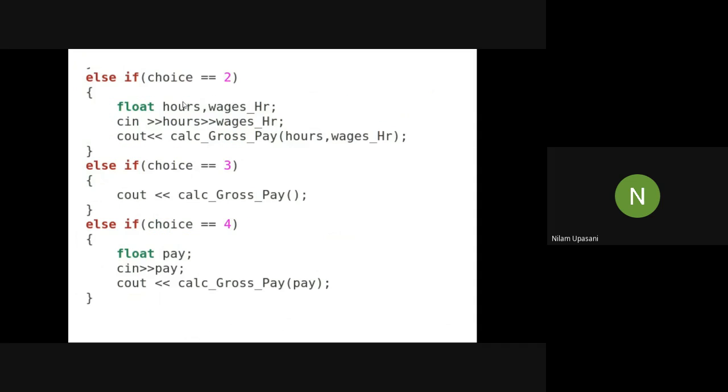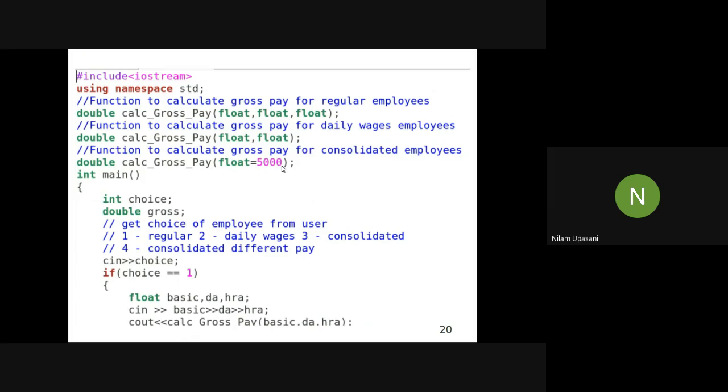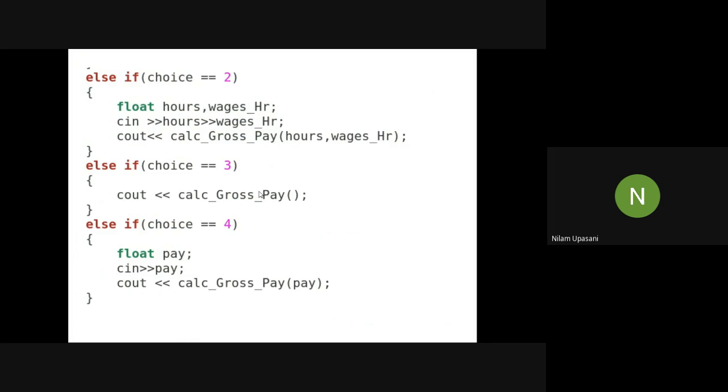Okay. If choice is 2, then I am calling calculate gross pay with 2 input parameters: how many hours that worker has worked and the rate for calculation. Okay, 2 input parameters I'm passing here, and whatever is the return value, that gross pay I'm displaying on the screen. So similarly for choice 3, I'm calling calculate gross pay. Here I'm not passing any input parameter because I have passed the default value here, है ना, यहाँ पे default value है तो इसलिए मैंने यहाँ पे कुछ भी पास नहीं किया.